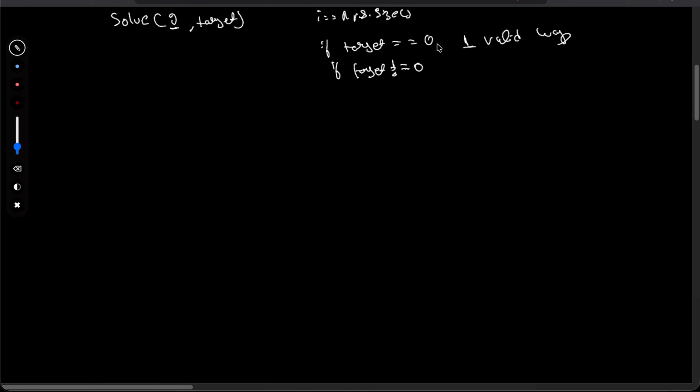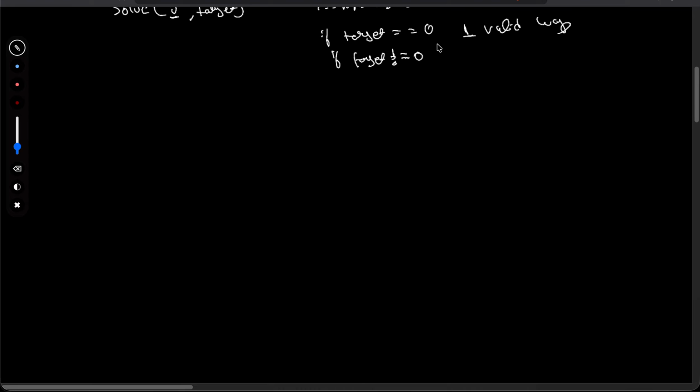The recursive idea is, at index i the current number is nums[i], and we have two choices, plus and minus. First we choose the plus sign: solve(i+1, target - nums[i]). Why minus? Because plus nums[i] contributes to the sum, so the remaining target is reduced.